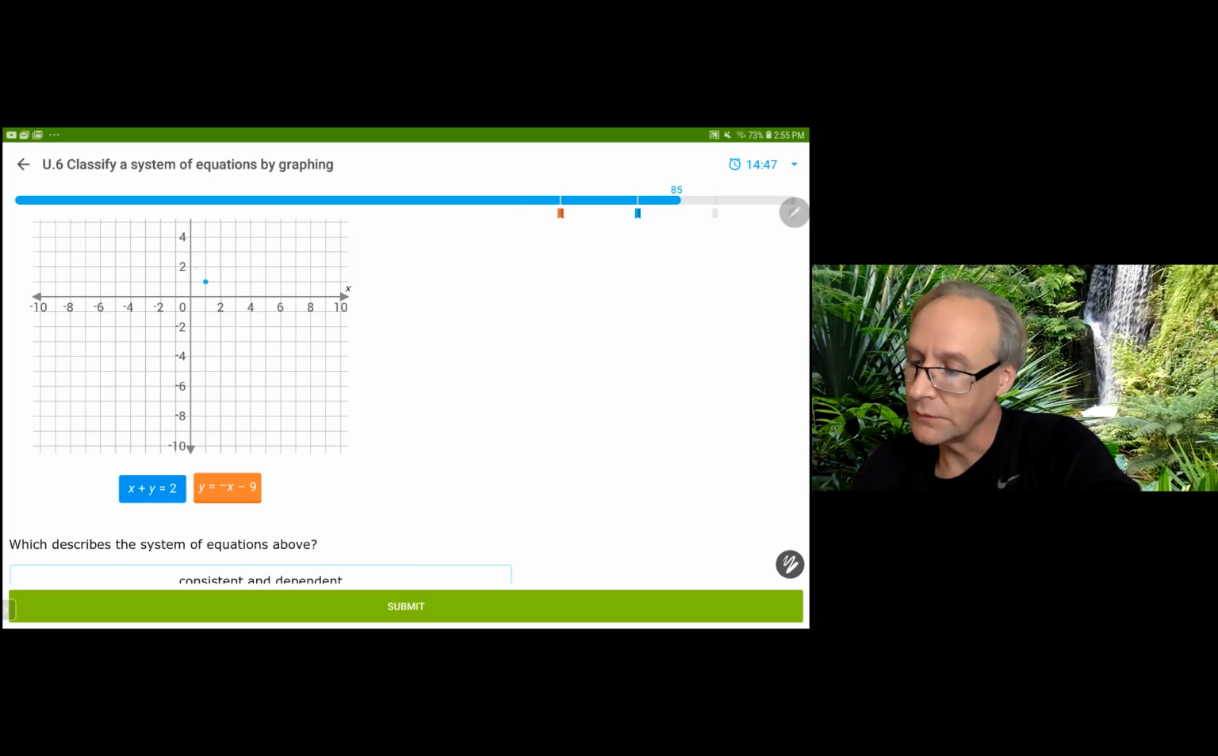So is 0, 2. 0 plus 2. And how about 2 plus 0? And how about 3 plus negative 1? And 4 plus negative 2, and so on. Hopefully you can see that I really like equations like that. Now this one is going to go through 0, negative 9, and it's going to have a slope of negative 1. That means it's going to go down 1 over 1. Now these are inconsistent because they have a negative 1 slope. They are parallel.